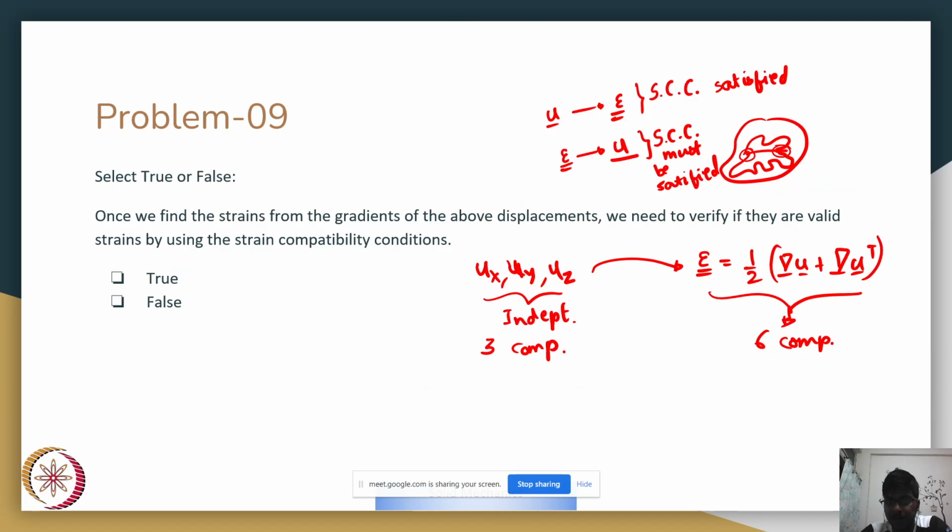Is this clear? If you want you can check, but it's actually a waste of time, because your strain compatibility conditions are derived for that purpose only, that your ux, uy and uz should be the only independent components, and not your six components coming out of the strain tensor.